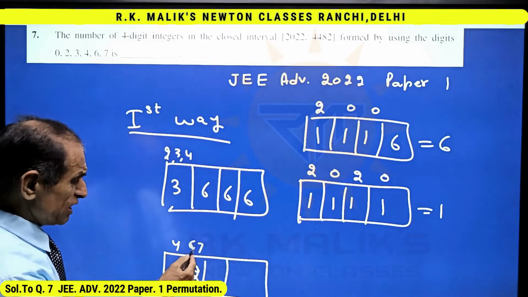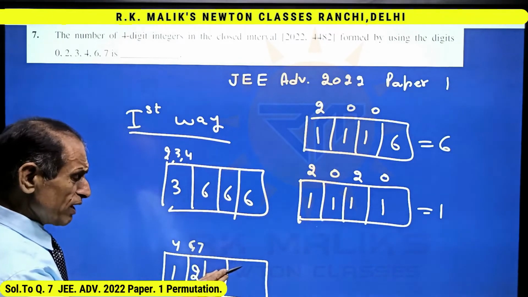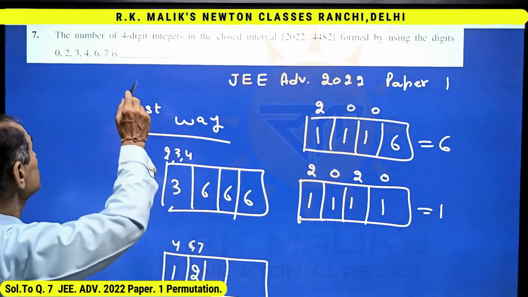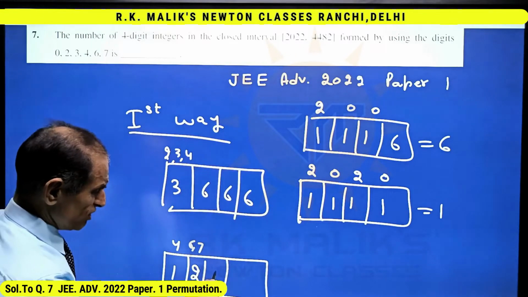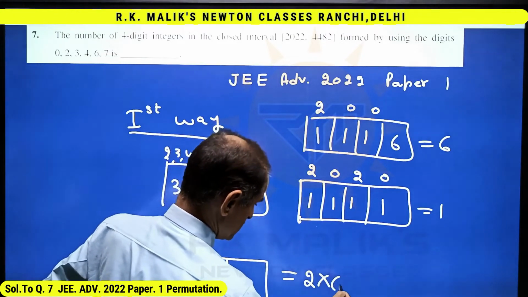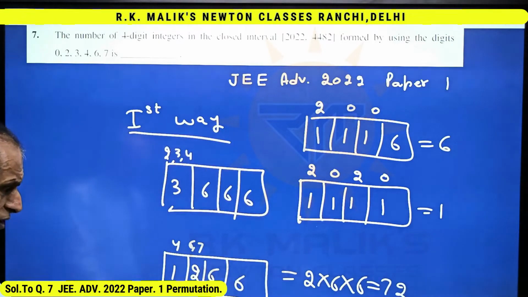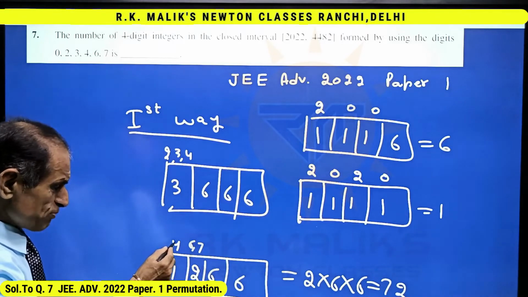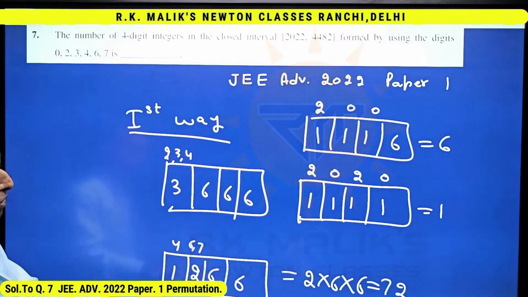And if 6 or 7 has come in the second place, then these two places can be filled by any digit. The number found will be more than 4482. Hence this is filled in 6 ways, this is filled in 6 ways, that is 2 into 6 into 6, that is 72 numbers are there which have 4 in the first place, 6 or 7 in the second place, and these places are filled by any digits. All these numbers formed will be more than 4482.